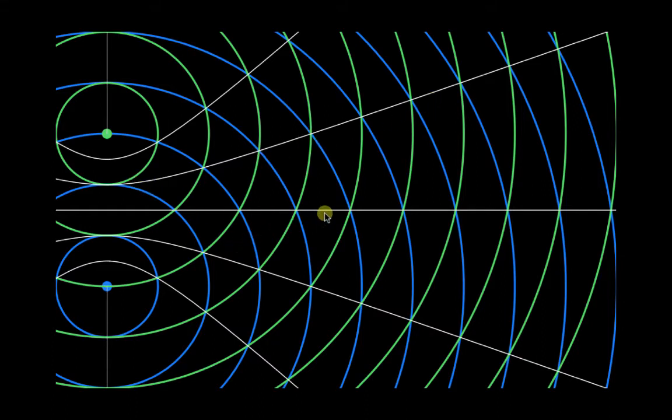Here the path length difference is 0 lambda. Here the path length difference is 1 lambda, 2 lambda, and then over here 3 lambda. And so these are called the antinodal lines.